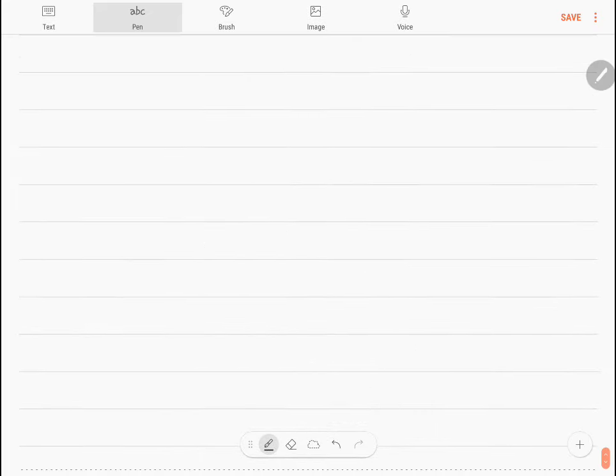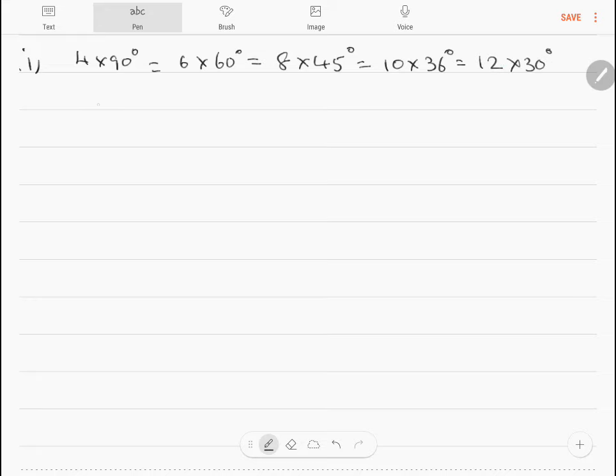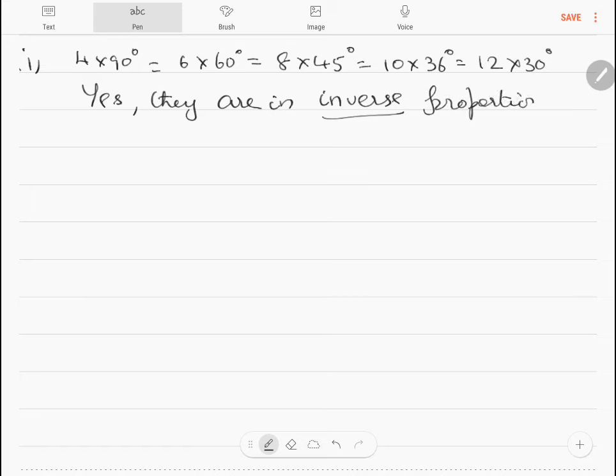Now the first subdivision answer is whether they are in inverse proportion or not. Here 4 into 90 degrees equal to 6 into 60 degrees equal to 8 into 45 degrees equal to 10 into 36 degrees equal to 12 into 30 degrees. So the answer is yes, they are in inverse proportion.